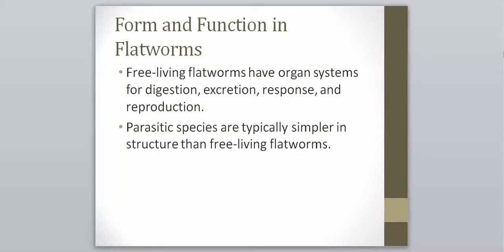Free-living flatworms are going to have organ systems for digestion, excretion, response, and reproduction. So they will have specialized organ systems to help them carry out all of those essential functions. However, parasitic species are typically going to be simpler in structure than free-living flatworms. It's because parasites basically get inside a host, and then that's where they stay. They don't really need to do too much else.